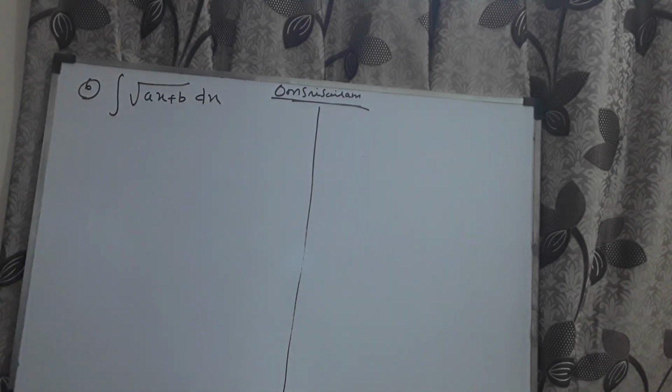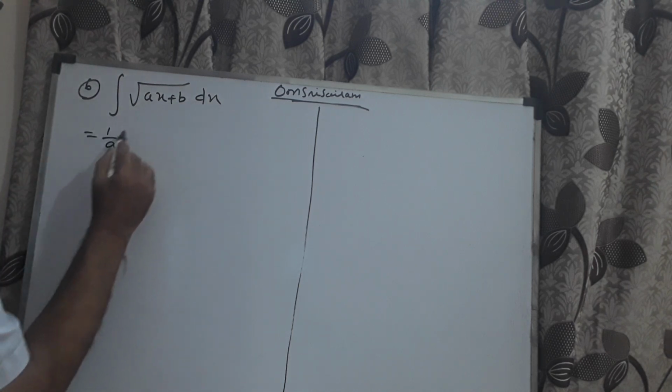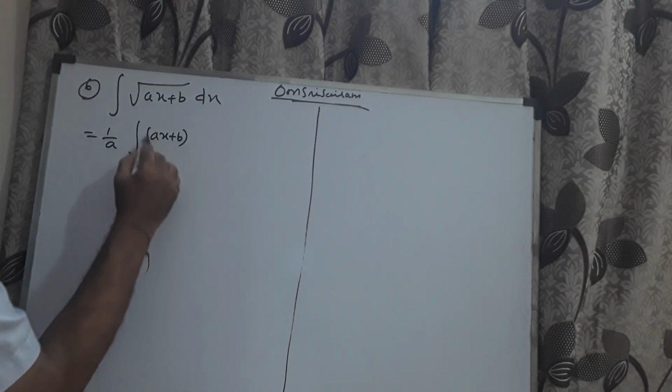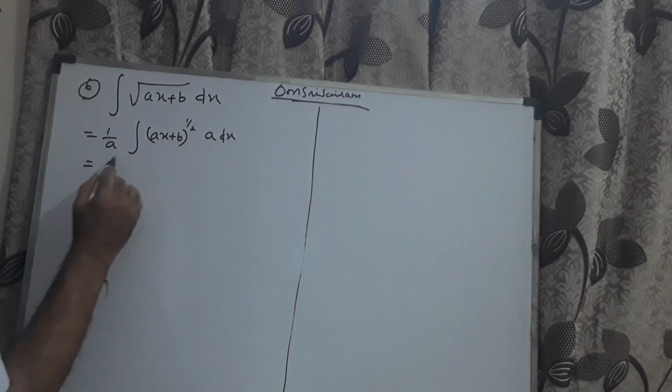Practically speaking, I am supposed to use the substitution ax plus b is equal to t. That's what I am supposed to do. I just recall the derivative of ax plus b is a. Therefore, I will multiply and divide by a in the second step. I'll write this as ax plus b to the power half and a dx.